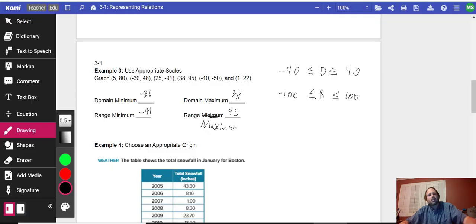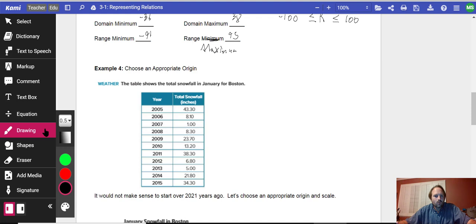Alright guys, so now we're going to talk about example 4. Choose an appropriate origin. So origins means where you're starting your graph. So if we're going to be starting this graph, we have our x and y origin. Now this is going to be 0, 0, but what does it mean? Well, it looks like 2005 to 2015, it increases by 1 each time. So I'd probably want to have a scale of like 1, 2, 3, 4. So the x scale would be 1.